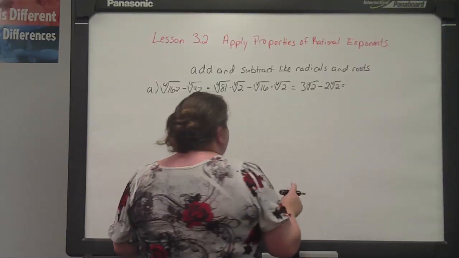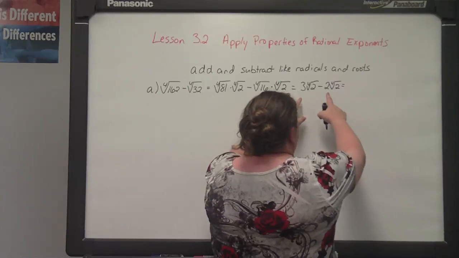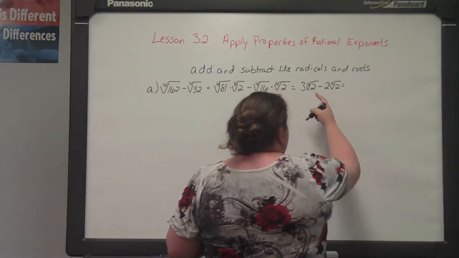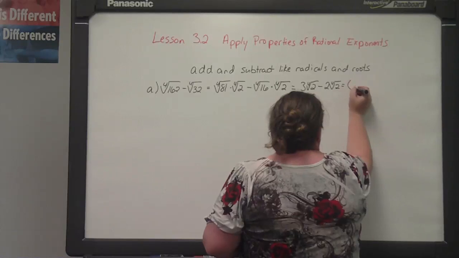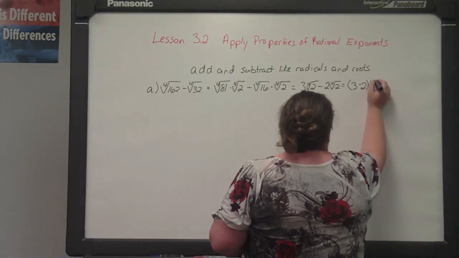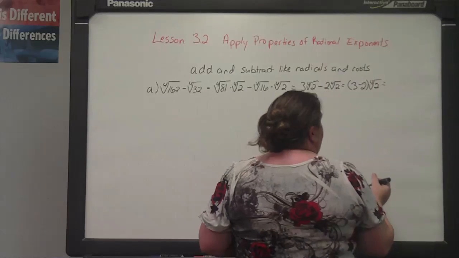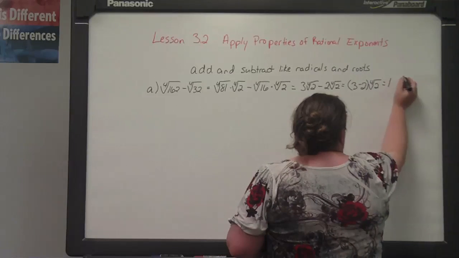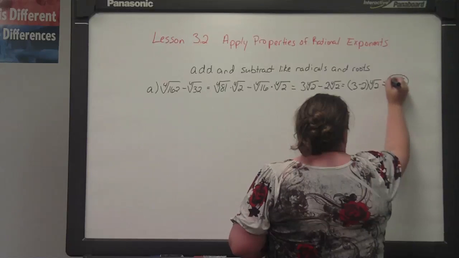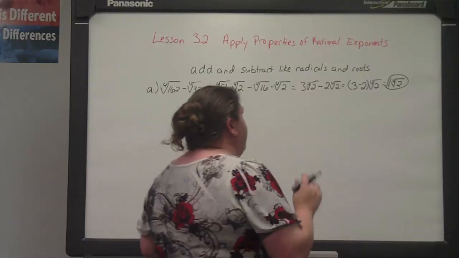At this point, because we have the same index and the same radicand, we can rewrite as saying 3 minus 2 times the fourth root of 2, which gives us 1 times the fourth root of 2. And that is written in simplest form.